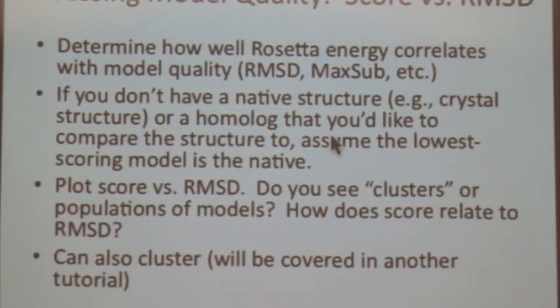If you don't have a native structure that you're comparing to, or maybe a protein of really close homology, then the score versus RMSD plot is not as helpful. You could do clustering, but what you can do is pretend that your lowest scoring model is the native, just to see what the correlation with the energy function is.